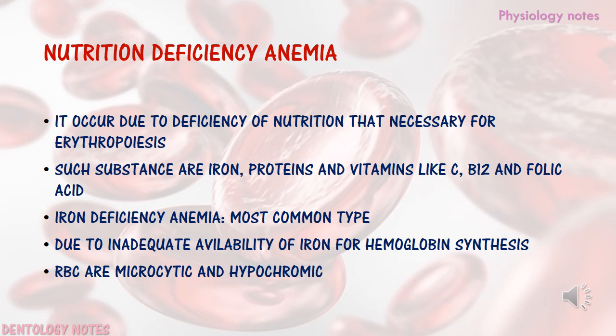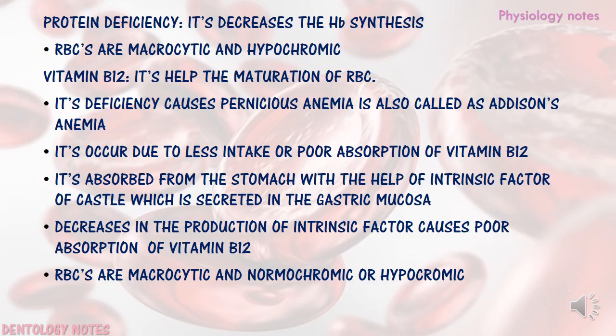Nutrition deficiency anemia occurs due to deficiency of nutrition necessary for erythropoiesis. Such substances are iron, proteins and vitamins like C, B12 and folic acid. Iron deficiency anemia is the most common type, due to inadequate availability of iron for hemoglobin synthesis. RBCs are microcytic and hyperchromic.